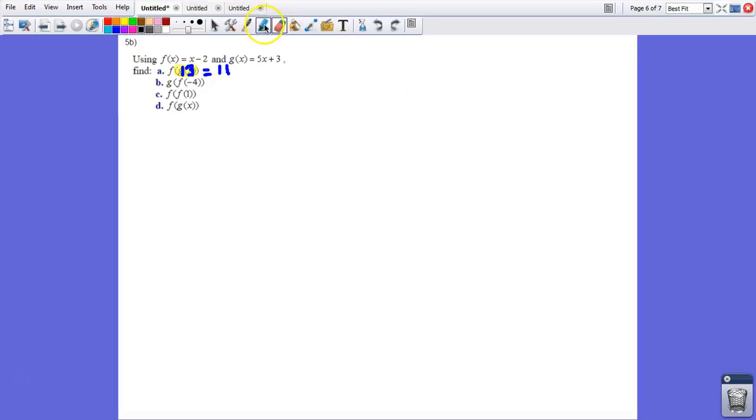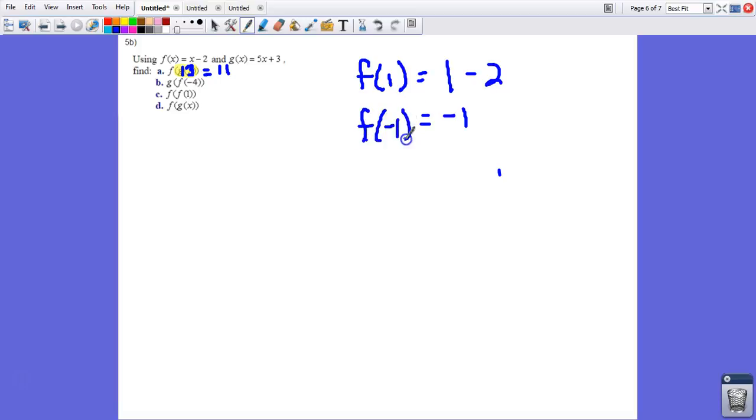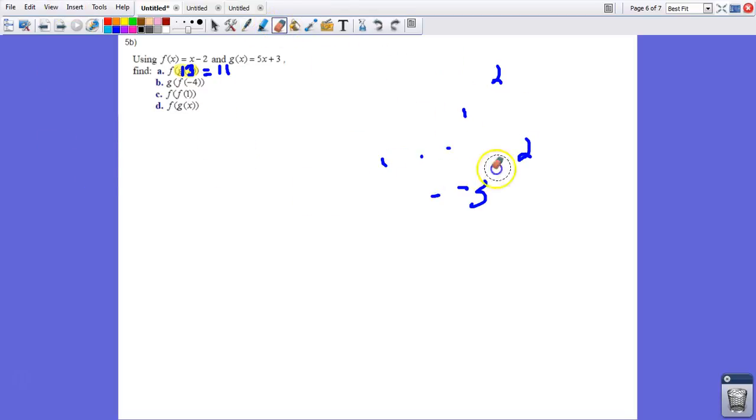f of 1 is going to be 1 minus 2, which is negative 1. So that means then we have to do f of negative 1. Oops, sorry guys. Wrote that in a bad place. Then what I want to do is f of negative 1 equals negative 1 minus 2, which is negative 3.